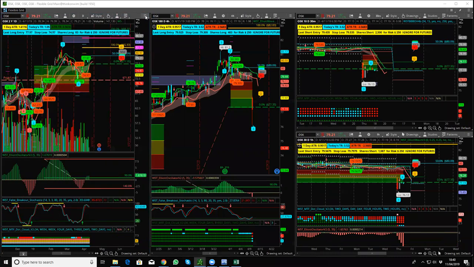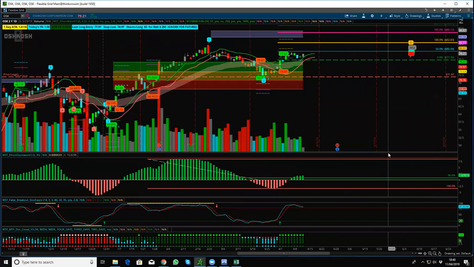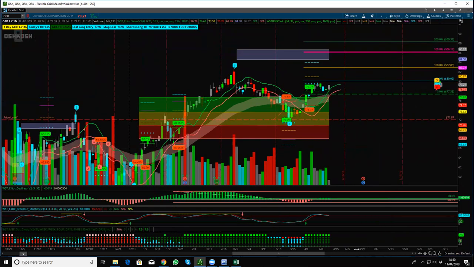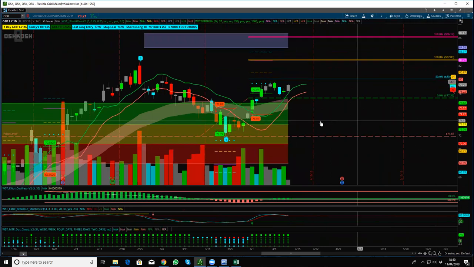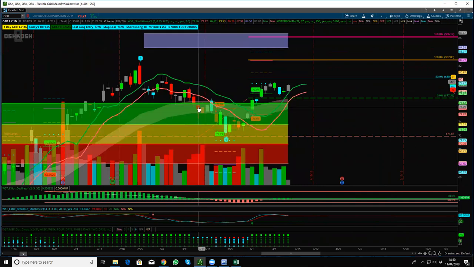OSK was another one. Two trades on this one, guys. I want to talk through these. So this was OSK on the daily time frame. Now, I played two trades here. The first trade was the traditional wave four pullback.